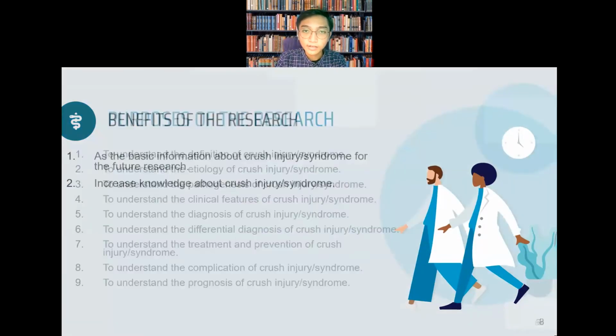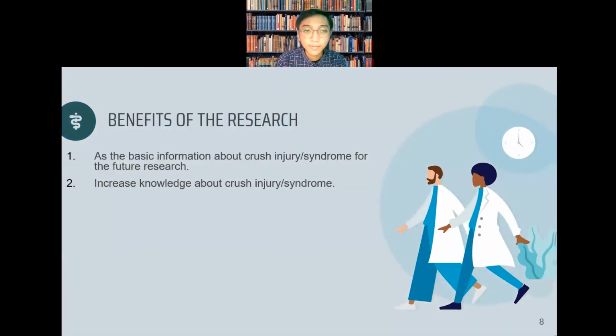Here are the benefits of the student project. The first is as basic information about crush injury or syndrome for future research, and the last is increased knowledge about crush injury or syndrome.